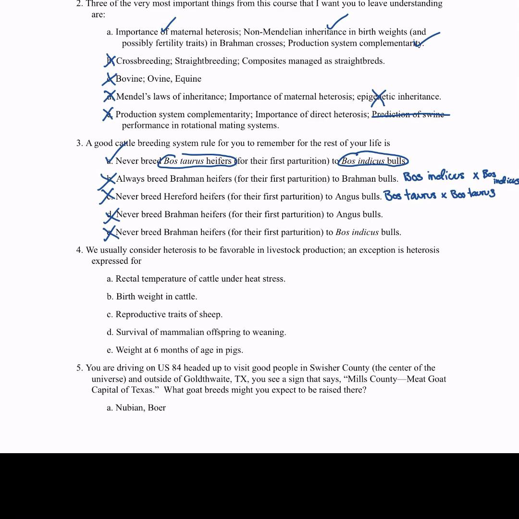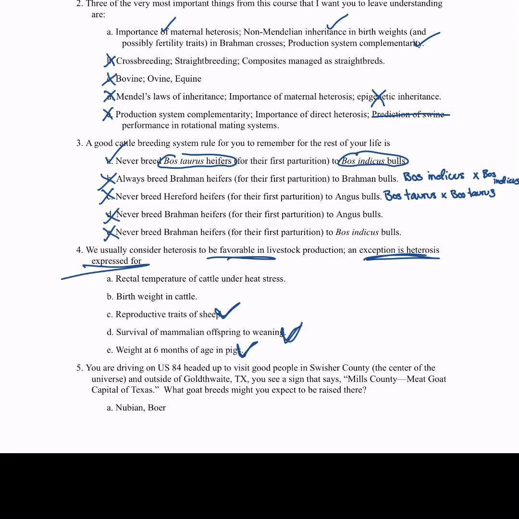So moving on to number 4, we usually consider heterosis to be favorable in livestock production. An exception is heterosis expressed for... So we're looking for something that may not be a good thing when we see heterosis in it. We know that reproductive traits are incredibly important, so we like to see heterosis in those, as well as things such as survival traits and growth traits, which would be D and E.